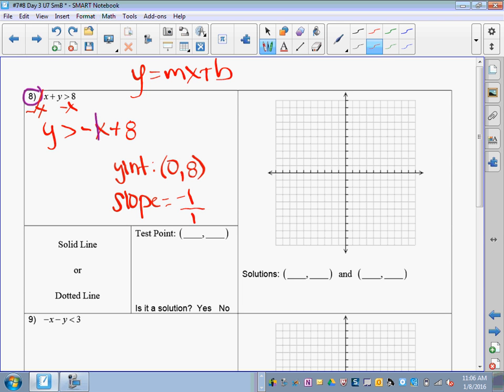All right, let's go ahead. Well, first let's figure out if it's solid or dotted. Joe, is this going to be a solid or dotted line? Abdul, why is it dotted? Good, it doesn't have the or equal to underneath. Very good.